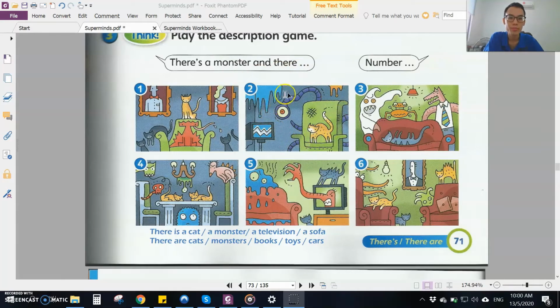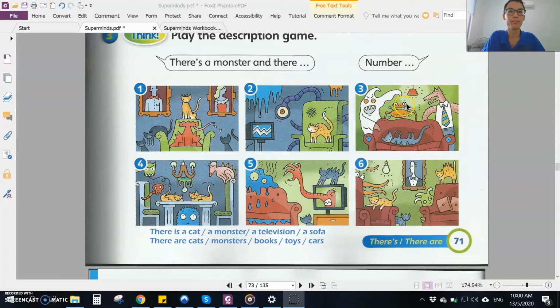Picture 2. How many cats can you see? There's only one cat. So we use there is a cat. Can you see any monster? Yes, there's one behind the sofa. So we can use there is a monster. What about television? How many? There's only one. So you can use there is a television.